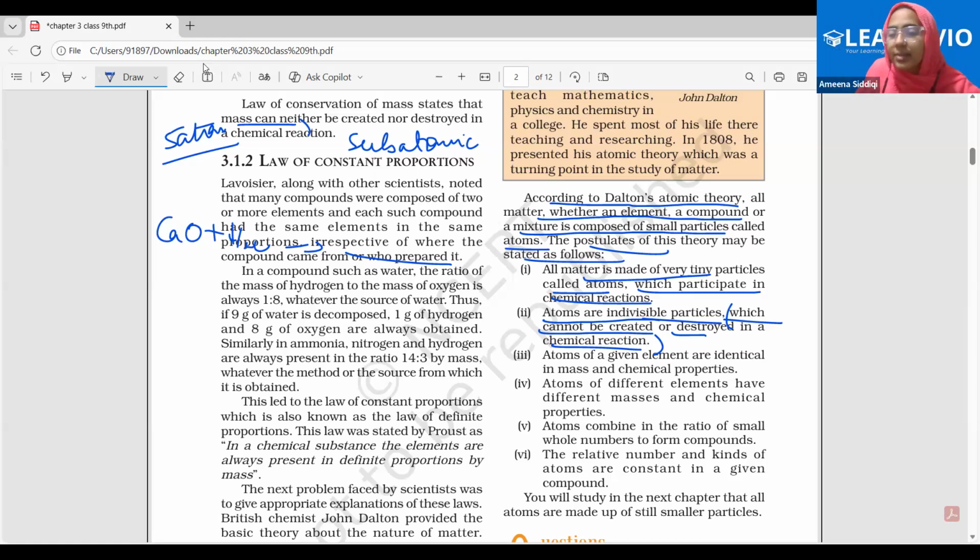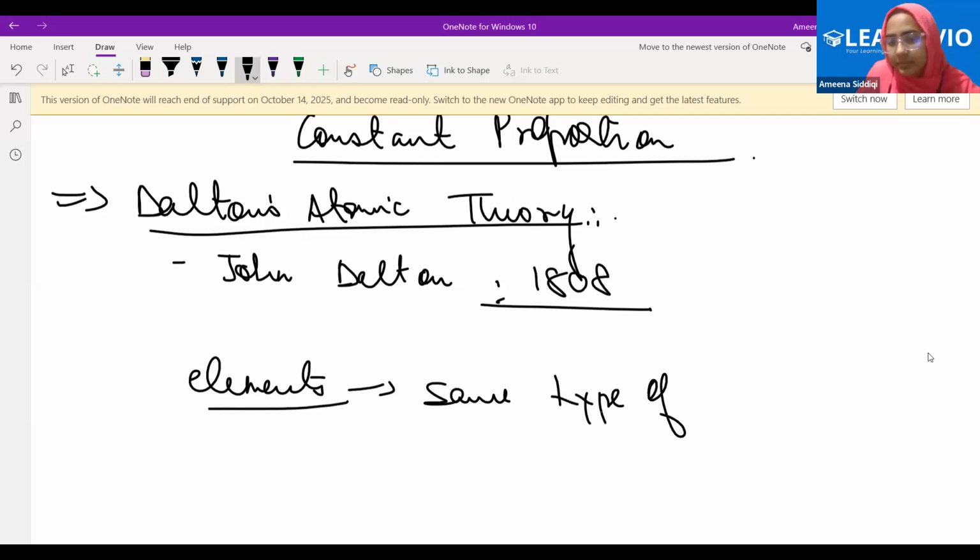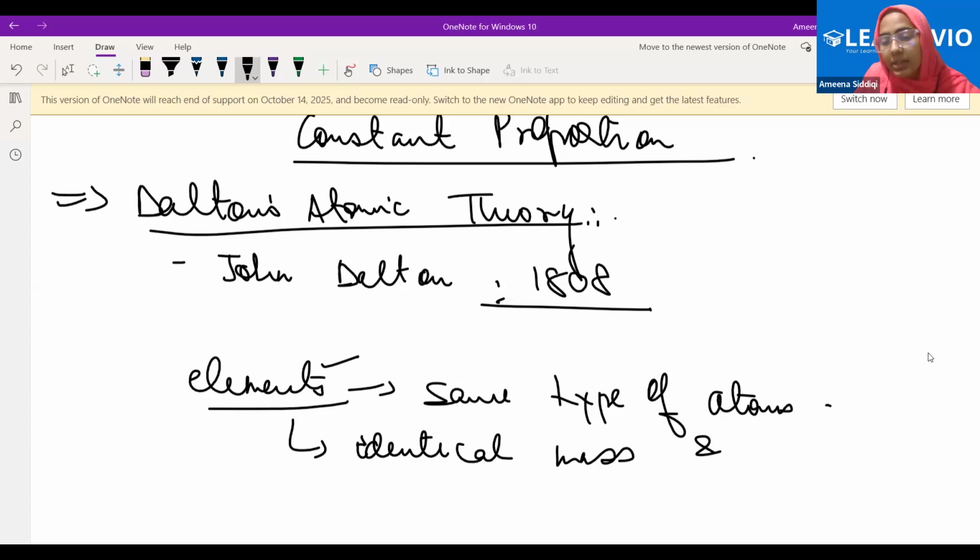Come to the third point. Atoms of a given element are identical in mass and chemical properties. In the second chapter, we saw that elements have the same type of atoms. According to him, if the atoms are of the same type, that is, atoms of the element will have identical mass because they are the same atoms, right? Same mass and same properties. But it was not the case. Write it.